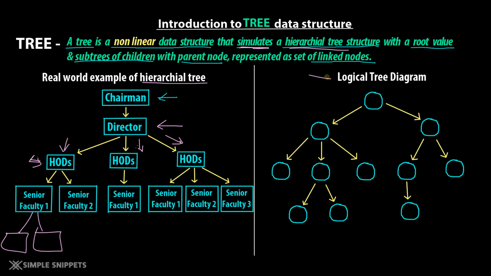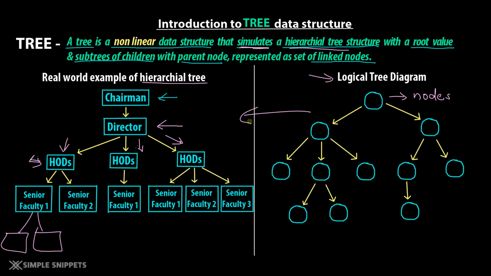On the right hand side, this is what a logical tree diagram would look like for a non-linear data structure of a tree. So again, let's go through the definition now. A tree is a non-linear data structure, and the reason it is non-linear is because data is not organized in a linear way. You can see over here, you have multiple links starting from one node. These blue circles are what are called nodes, and we'll talk about that as we move ahead. But you can clearly see that it is not linear. So this tree is a non-linear data structure that simulates a hierarchical tree structure.